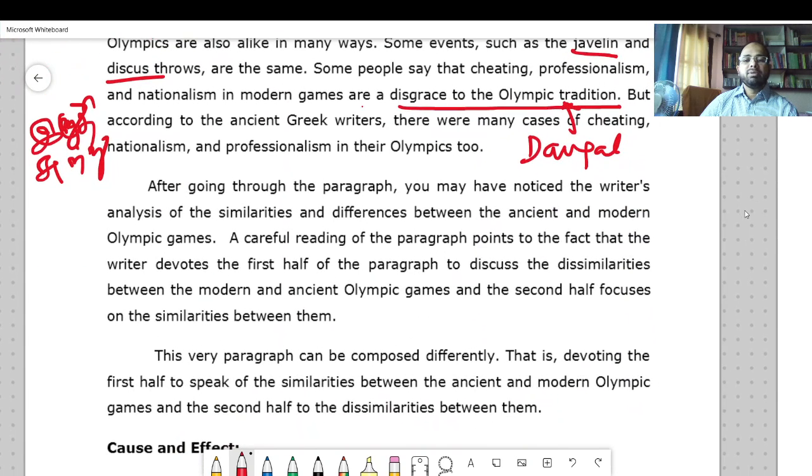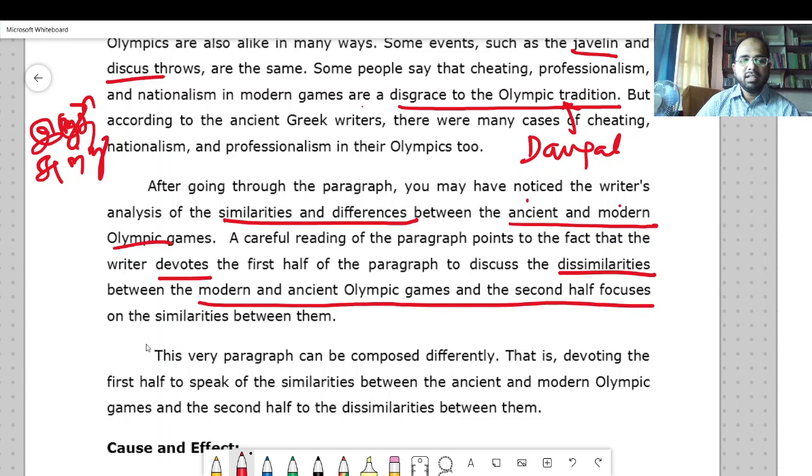After going through the paragraph, you may notice the writer's analysis of similarities and differences between the ancient and modern Olympic Games. A careful reading of the paragraph points to the fact that the writer devotes the first half of the paragraph to discovering dissimilarities, and then in the second half, similarities between modern and ancient Olympic Games. This paragraph can also be composed differently, devoting the first half to similarities and the second half to the dissimilarities.